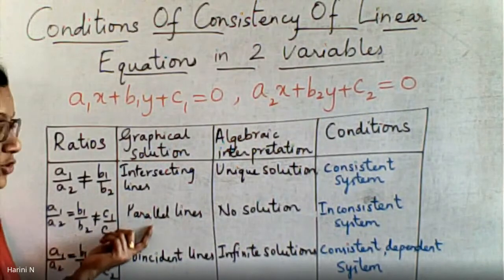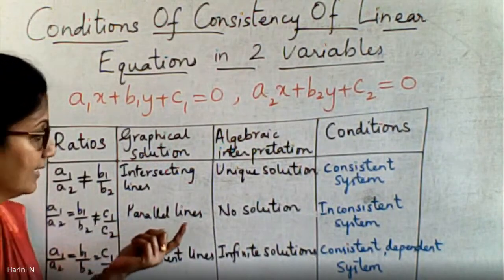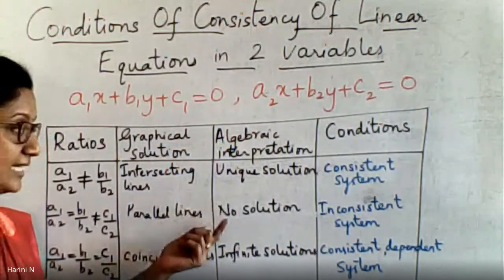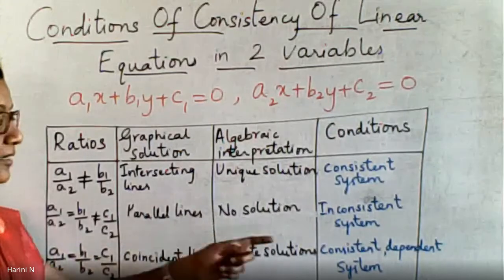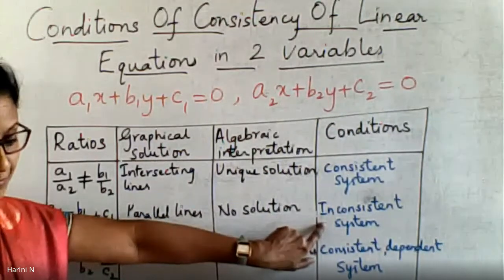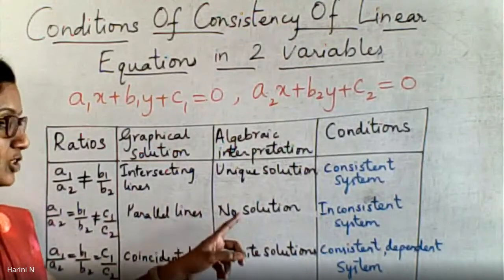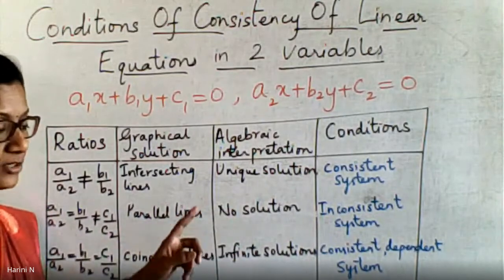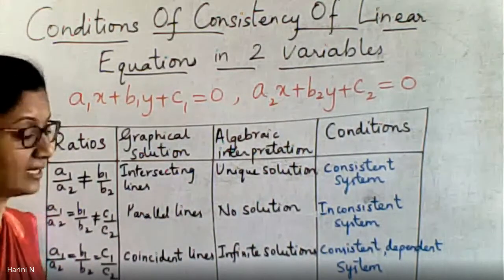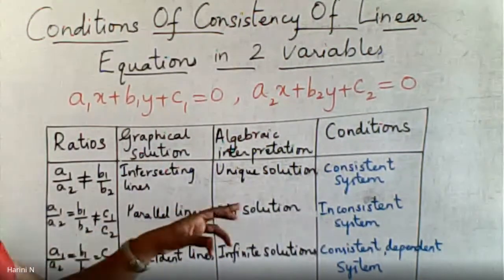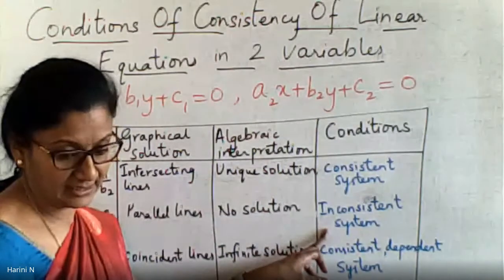And once you know that they are going to be parallel lines, definitely you know there is going to be no solution for them. And such a kind of system of equations is called an inconsistent system of equations. Alright? So if the lines become parallel and there is no solution for that type of linear equations in two variables, such a system will be called an inconsistent system.